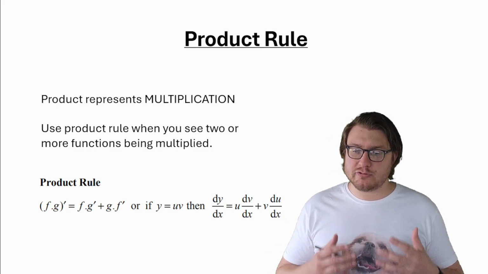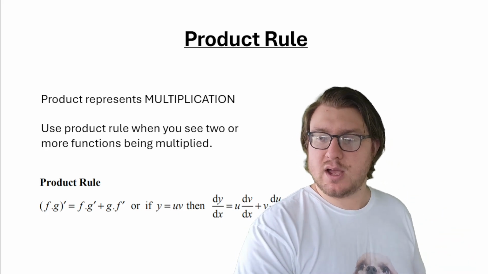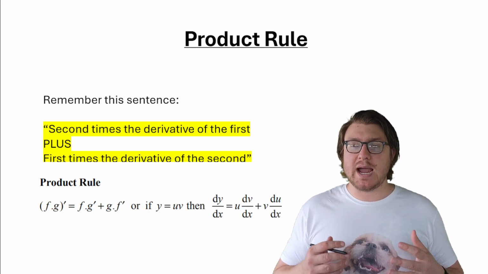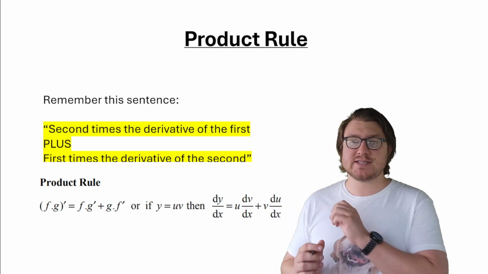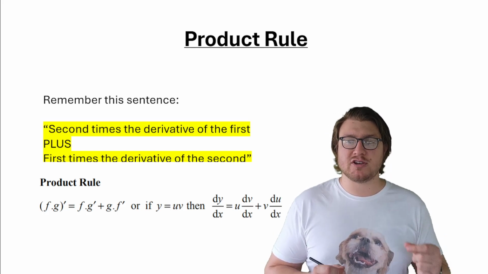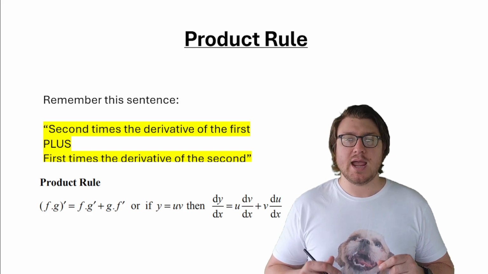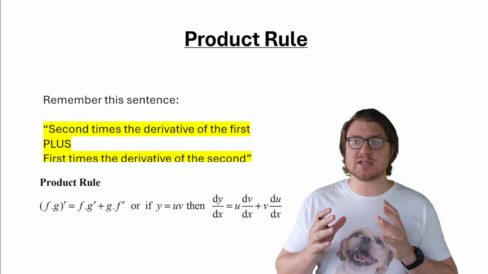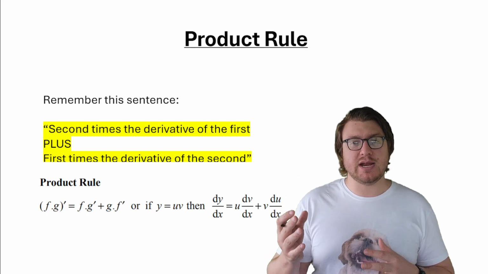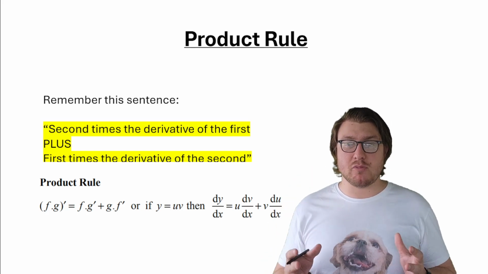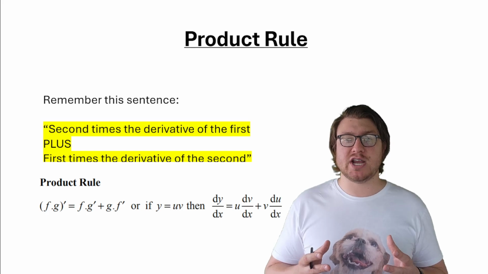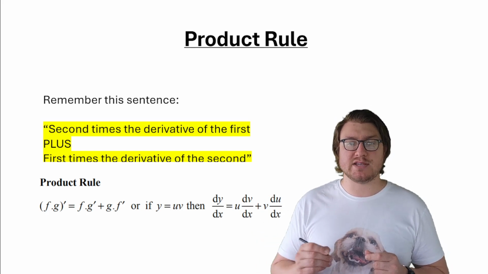Now, the reason why I don't want this for you in the exam is because it's time consuming. So I highly recommend that you remember this sentence: the second times the derivative of the first plus the first times the derivative of the second. And go through it in your head every single time you do a product rule. Say it in your head again and again, because it will help you not just memorize the product rule, but also make you much faster at doing the differentiation because you can just do them as you go.